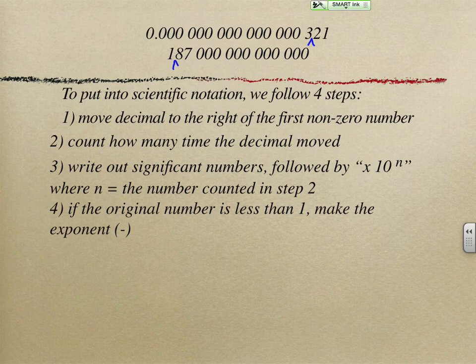So this first number we're going to write down 3.21, and then we're going to write times 10 to the what? 16, but again, since this was a tiny number to begin with, that's going to be negative. Negative implies it's a tiny number. On the other one, we're going to write 1.87, and we're going to write 10 to the what? 14. We counted 14, and this one stays positive because that's a big number. That's all you do. Those are our nice little steps.